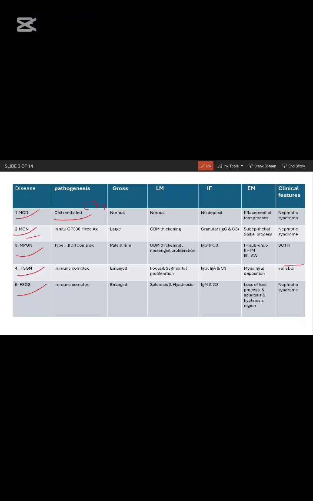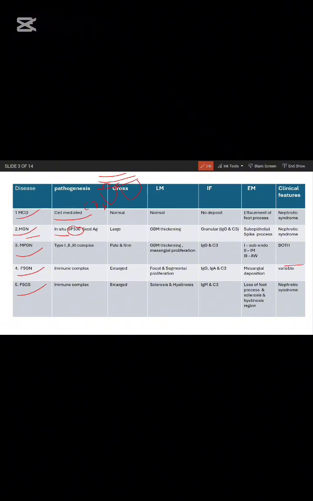And in case of MGN, in situ means what? The antigen antibody reaction occurs within the kidney, as the glomeruli contain three structures. One is the subendothelial region, second the basement membrane, and third the epithelial region that contains the podocytes. Glycoprotein 330 is present in the basement membrane layer, in between the basement membrane and the epithelial layer.